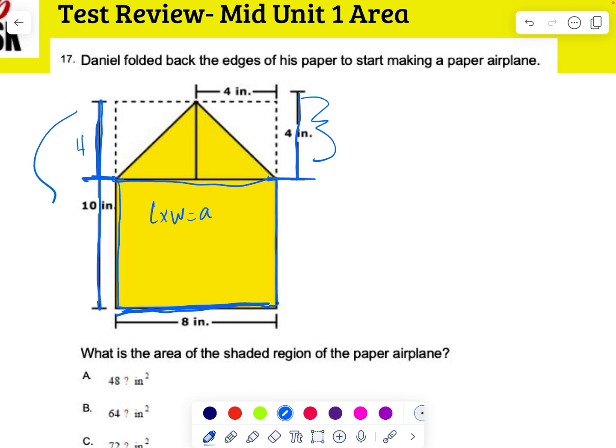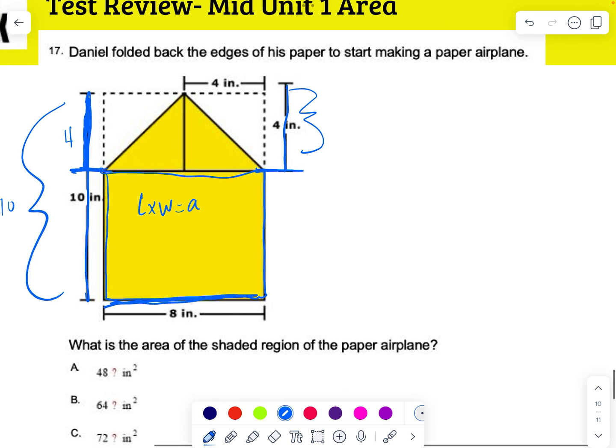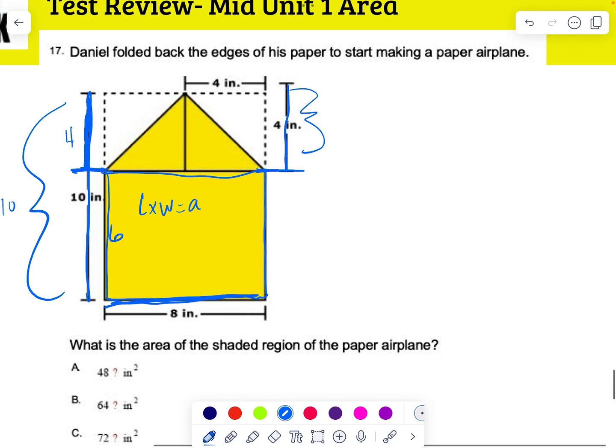If the whole thing is 10 and this part right here is 4, what must the rest be? Well, it's got to be 6 because we know that 4 plus 6 equals 10. So if I do length, which is 8, times width, which is 6, that gives me 48 inches squared. So that's that part.